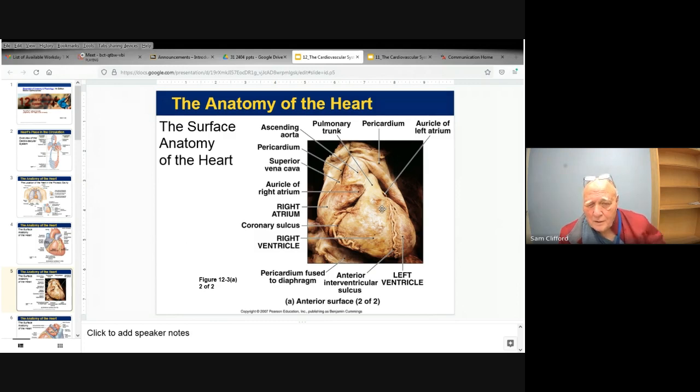If you look at it, it could be a cow heart or a human heart. If we had been in a lab, we would have dissected a sheep heart or a cow heart. But make sure you study in Blackboard.